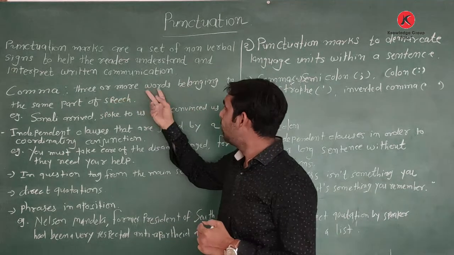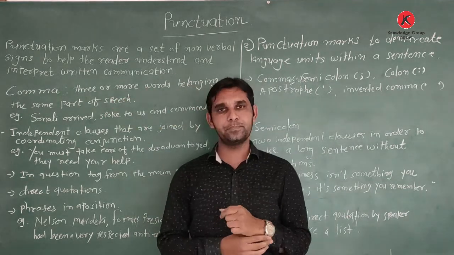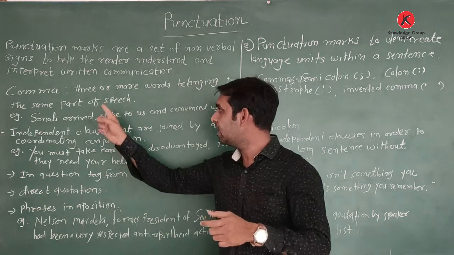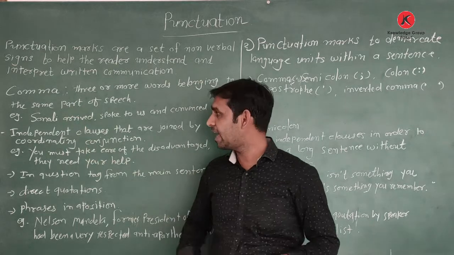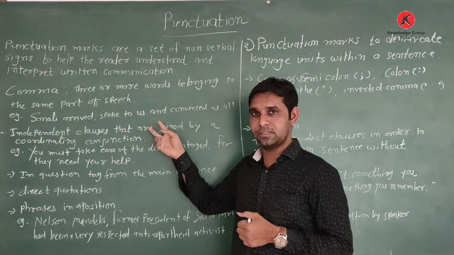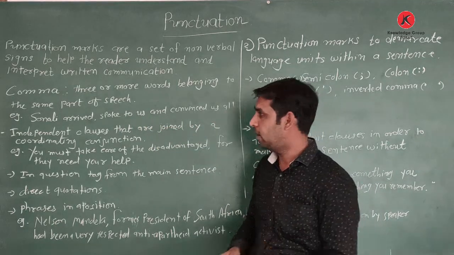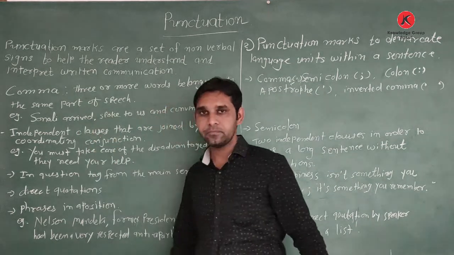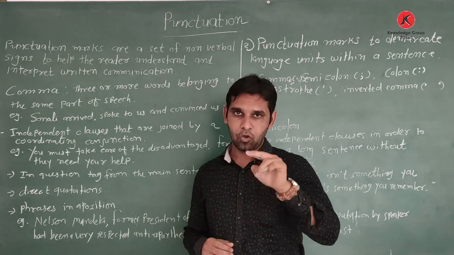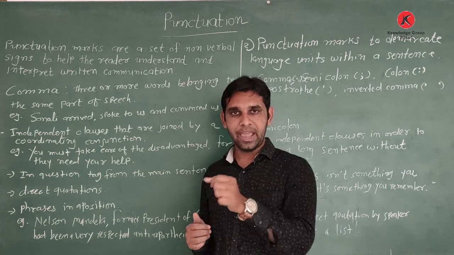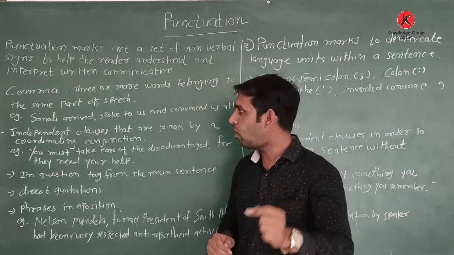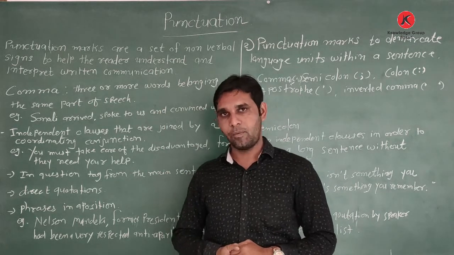See, three or more words belonging to the same part of speech. Two or more words belonging to the same part, that is where we use the comma. Just like here I already have written the example. Sonali arrived, spoke to us and convinced us all. So here I put what? Comma. Same as if we use the three names: Anil, comma, Mehul and Sangeeta are good friends. So after the first name what do we use? The comma. Okay? So we use the comma there.